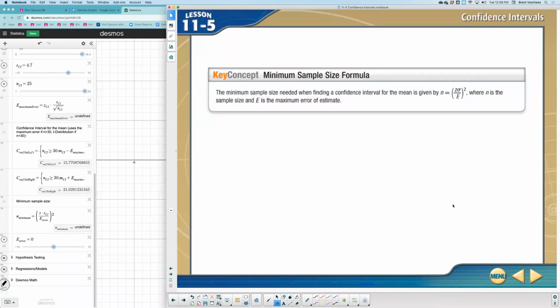All right, now let's finish this lesson up with the minimum sample size formula. The minimum sample size needed when finding a confidence interval for the mean is given by this formula, where n is the sample size and e is the maximum error. So if we're using maximum error, we're dealing with the z, or the normal distribution here. And so this will tell us the minimum number of samples we need to give us a true number here.